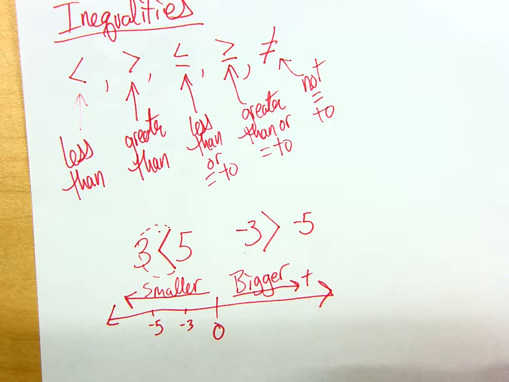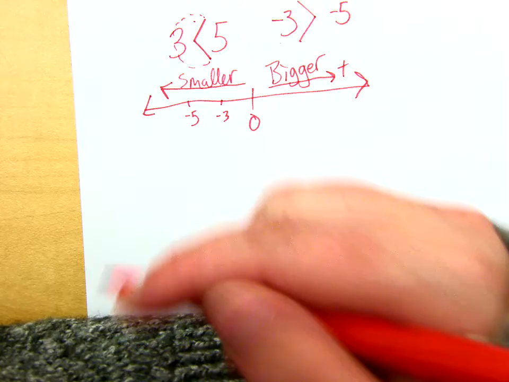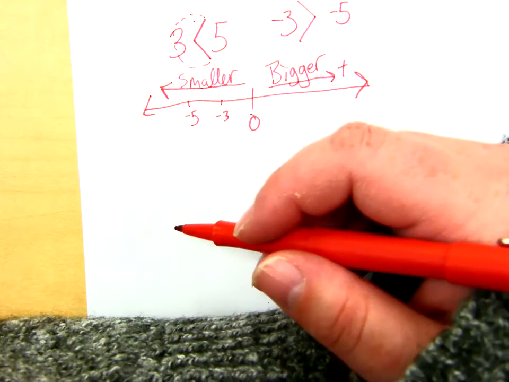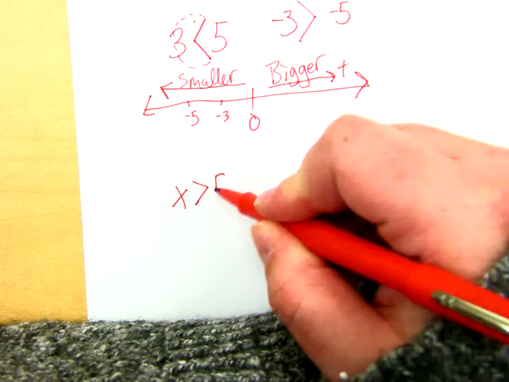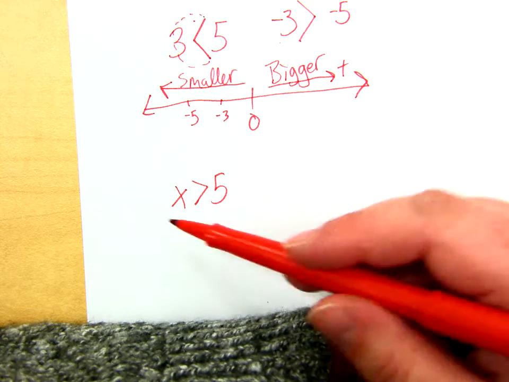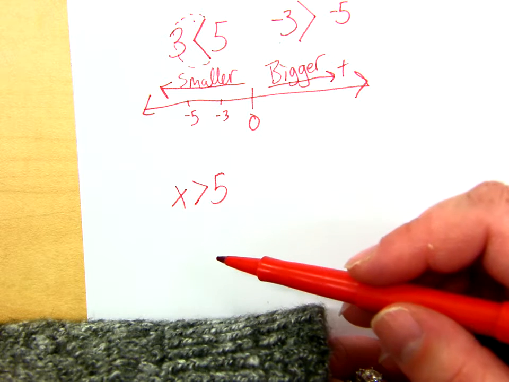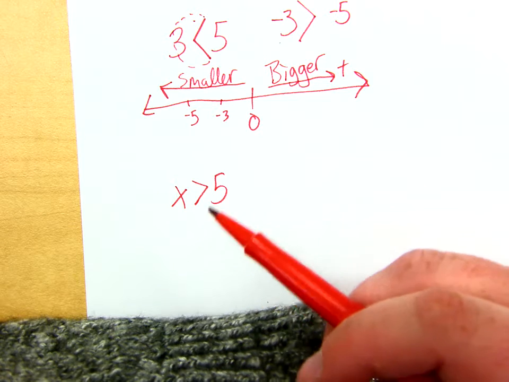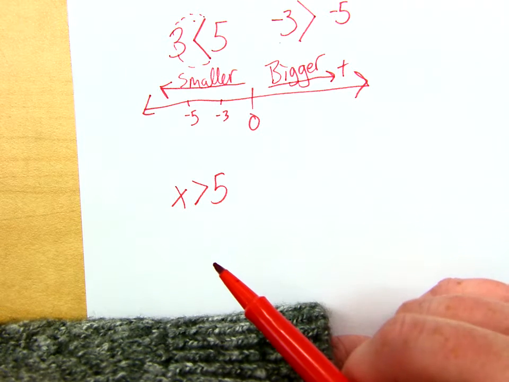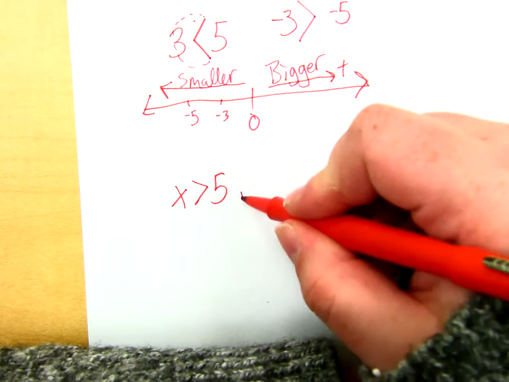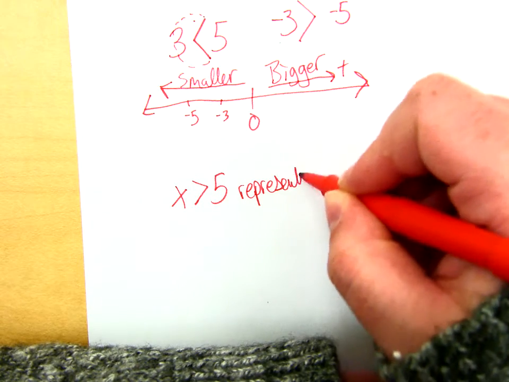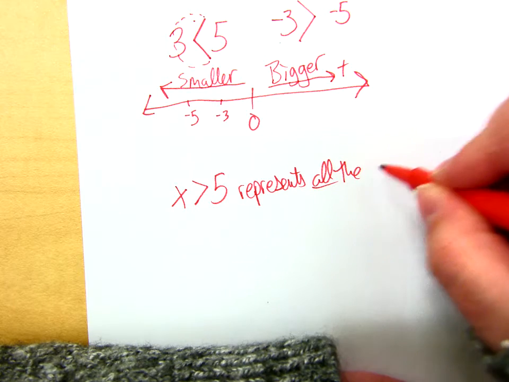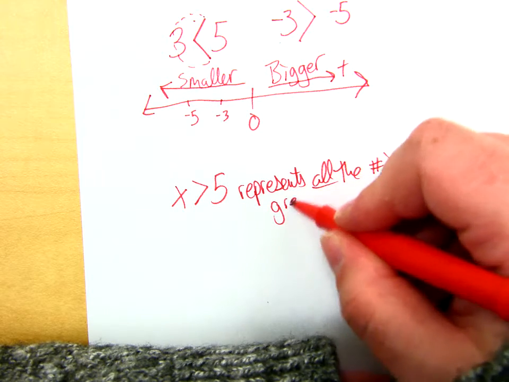Okay, so let's say I want a variable to be greater than or less than some number. Let's just say I want to represent all the numbers greater than 5. I can write it just like that. That notation right there just means all the numbers greater than 5. Does it include 5? No, because 5 is not greater than 5. So this represents all the numbers greater than 5.